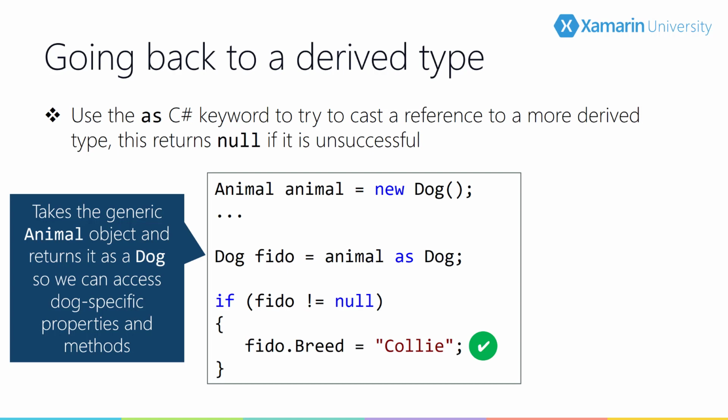One technique is using the as keyword. You can see here I'm saying dog Fido equals animal, which is really a dog, but I'm saying take that animal and treat it as if it was a dog. If that conversion is successful, Fido will be something that is not null. If the conversion is unsuccessful, then it will be null. So after you use the as keyword, it's common to check for null. In this case, if it's not null, then we access the breed property and everything works just fine.